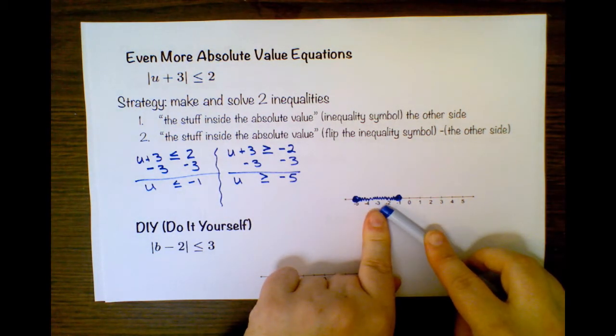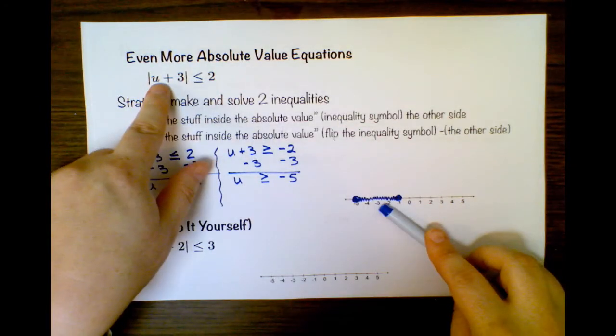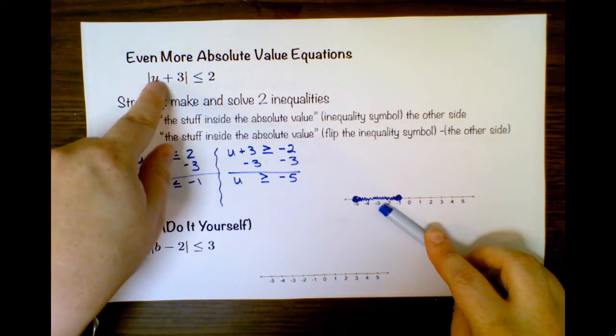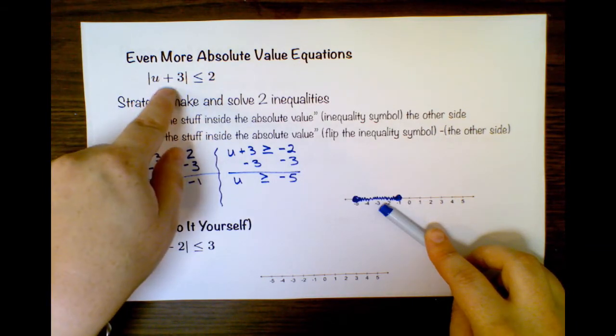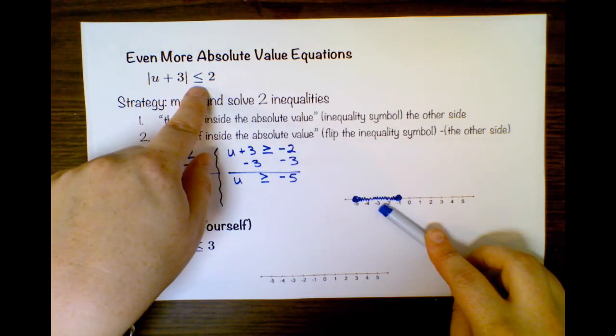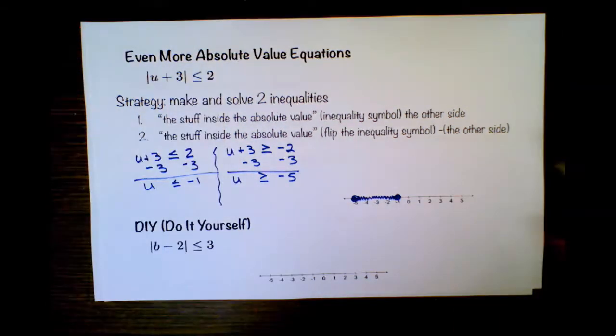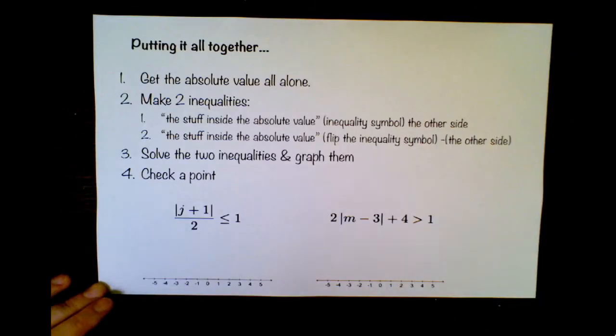Let's try negative 3, it's right in the middle there. Negative 3 plus 3 is equal to 0. The absolute value of 0 is 0. 0 is indeed less than or equal to 2. Excellent, yay, okay. Moving on.